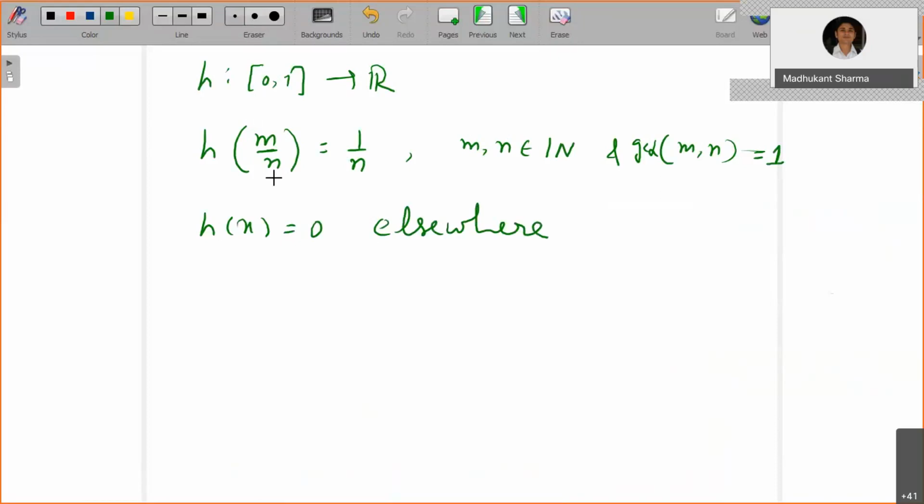Meaning you have the rational numbers, and elsewhere means at irrational numbers. Rational numbers are all of the form p/q. So this certainly is a bounded function. Whether it is Riemann integrable, that you have to show. Okay, so it can be shown that h is Riemann integrable.